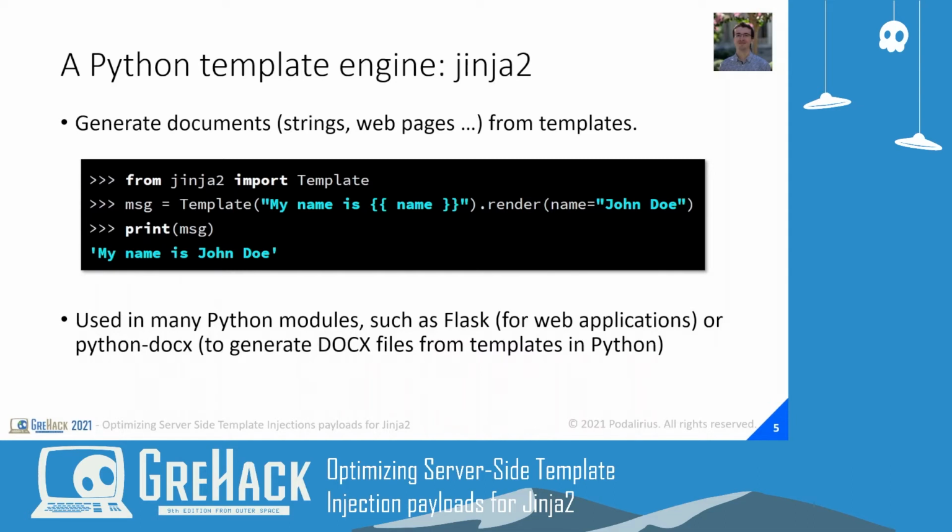In jinja2 template code, most variables are surrounded with 2 curly brackets, and it's really simple to use, as you can see here. That's why it's used in many Python modules and applications, such as web applications based on Flask for APIs or simple applications, for example, or in templating such as Python docx to generate Microsoft Word documents, docx files from templates in Python. It's based on jinja2.